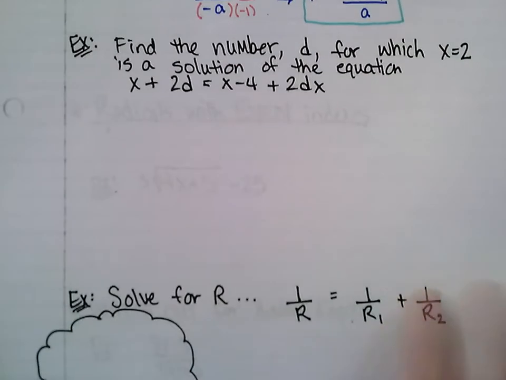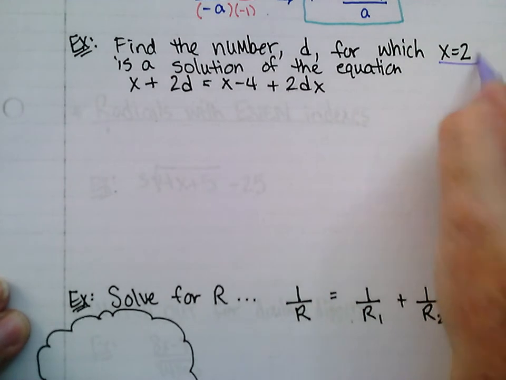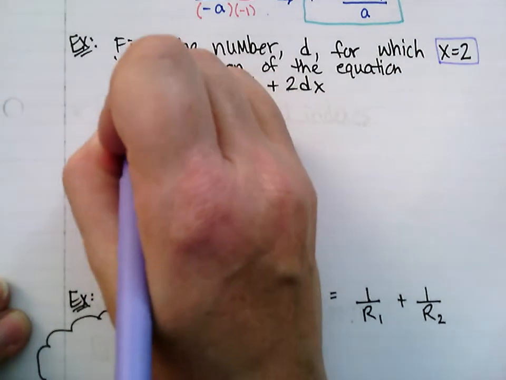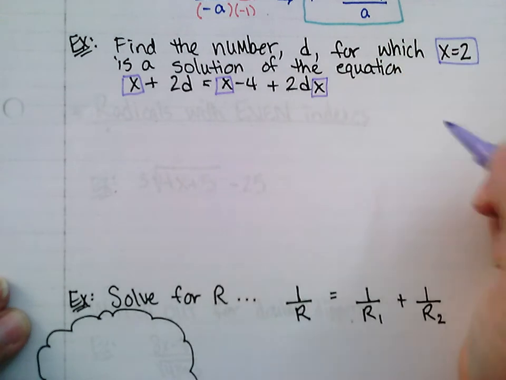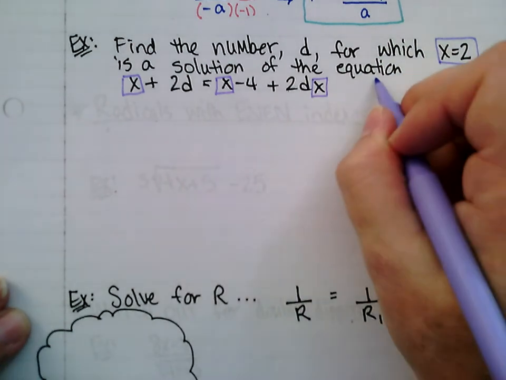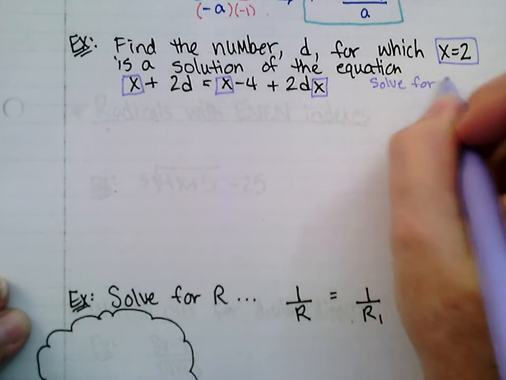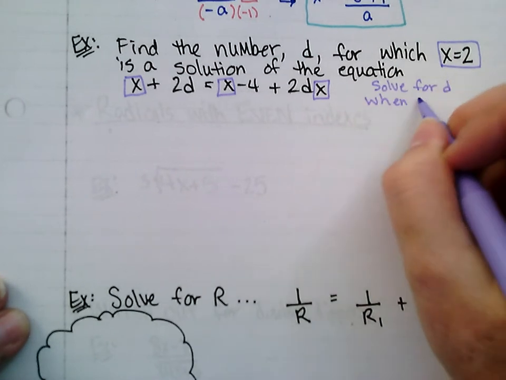Okay, let's throw something new in here. Find the number d for which x equals 2 is a solution of the equation x plus 2d equals x minus 4 plus 2 times d times x. So basically this is asking us to assume that x equals 2 and we need to solve for d. So this x is a 2, this x is a 2, this x is a 2. And then we need to solve for d. So basically solve for d when every x is a 2.